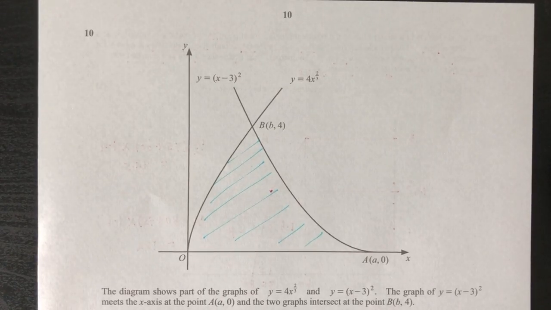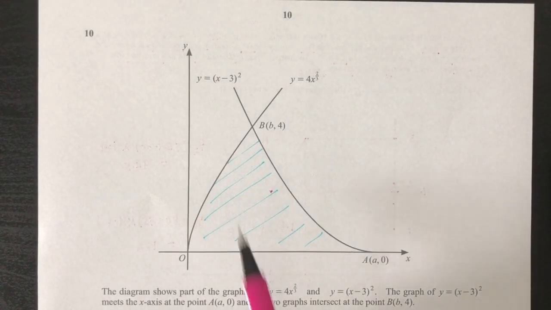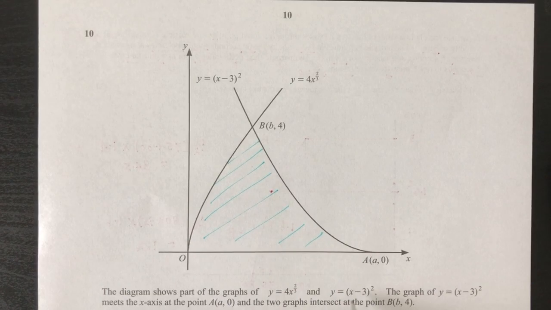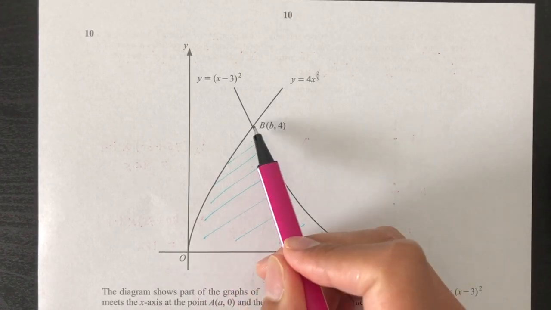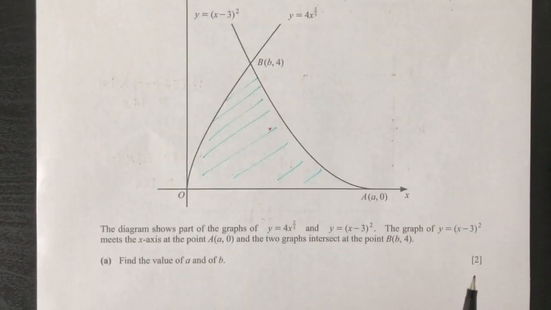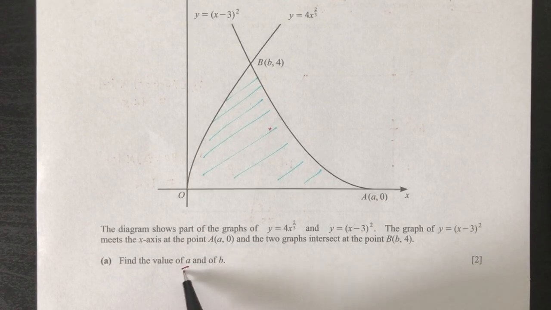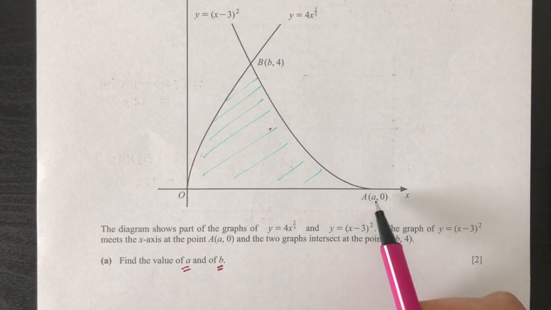Let's move on with question number 10. So here we have two graphs. As you can see, we have y equal to this, which is this graph, and we have y equal to this one. Now it says that this graph intersects the x-axis at this point A, and also meets the other graph at this point B. Now the question is to find the value of A and the value of B. A is this one and B is this one.